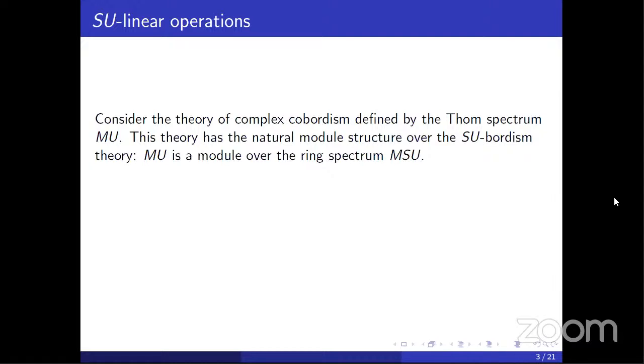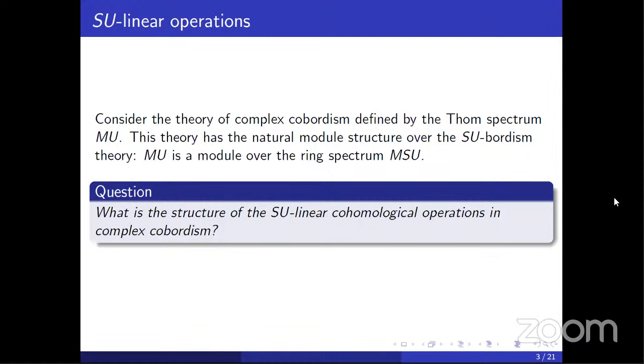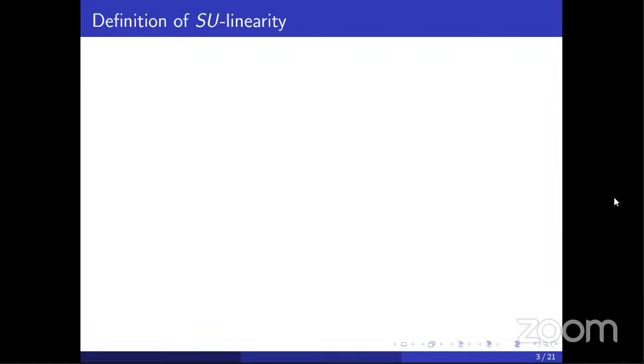So we have a question. What is the structure of SU linear cohomological operations in complex cobordism? We have all cohomological operations in complex cobordism, and which of them are SU linear? And first of all, what does it mean to be SU linear? We have two definitions of what it is to say that some operation is SU linear.